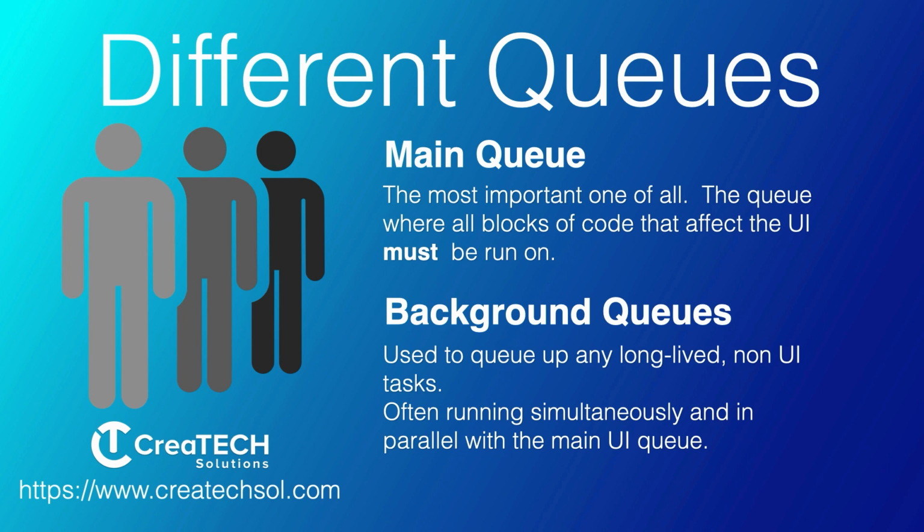Background queues are used to queue up any long-lived non-UI tasks. These queues are often running simultaneously and in parallel with the main UI queue, and you as a developer can determine which of the background queues get more priority over other ones. And you do this by specifying a quality of service, or QoS, and we'll review that shortly.